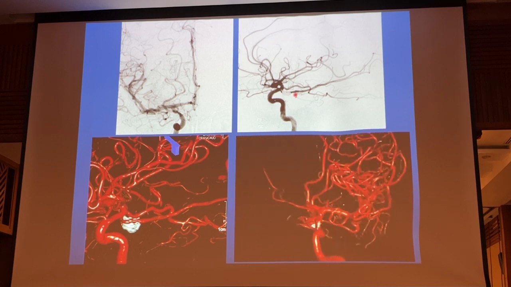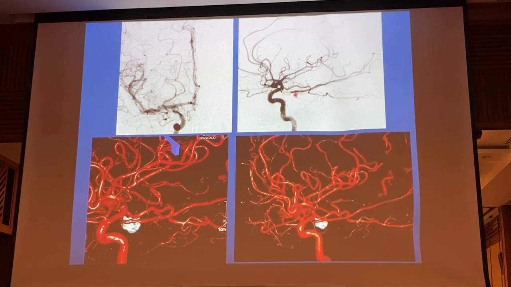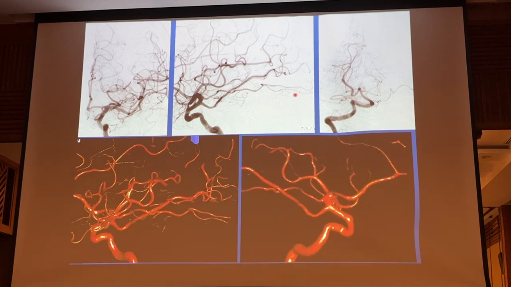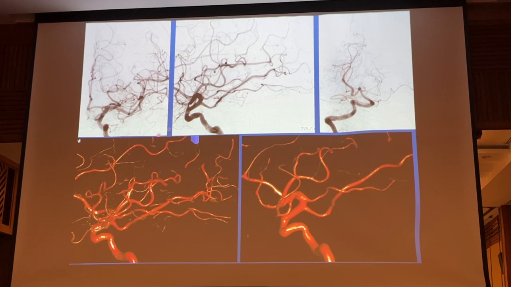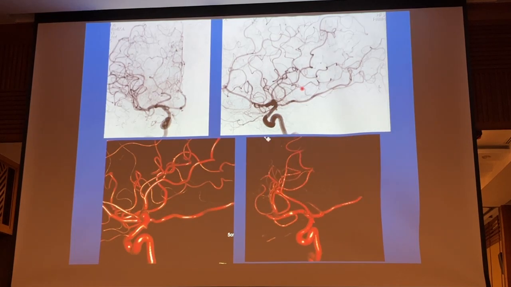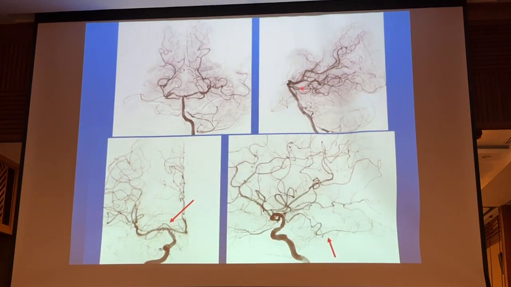In the old days, somebody published about a double posterior cerebral artery. Double posterior cerebral artery is a misunderstanding of persistent telencephalic supply of the anterior choroidal artery. There is no such thing as a double posterior cerebral artery. This is another example. You can see this is going more to the calcarine territory of the posterior cerebral artery, and this is supplying more of the temporal lobe.